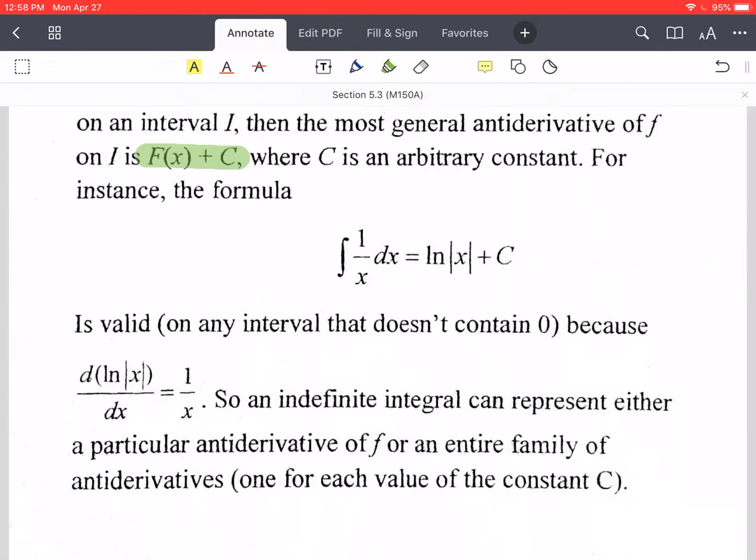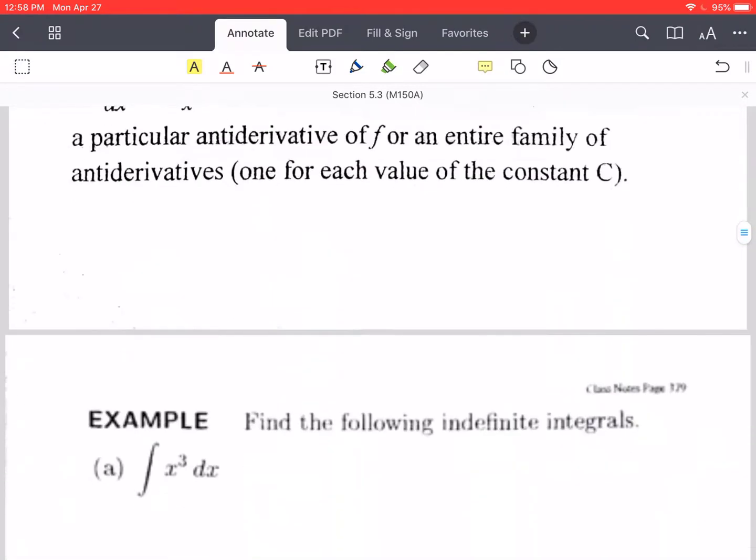Okay, so when we don't have bounds on the integral, we're just getting out some function, that general antiderivative function, so we're not getting out that specific value, that area, like we would if there were bounds. Okay, so let's look at a couple examples of indefinite integrals.